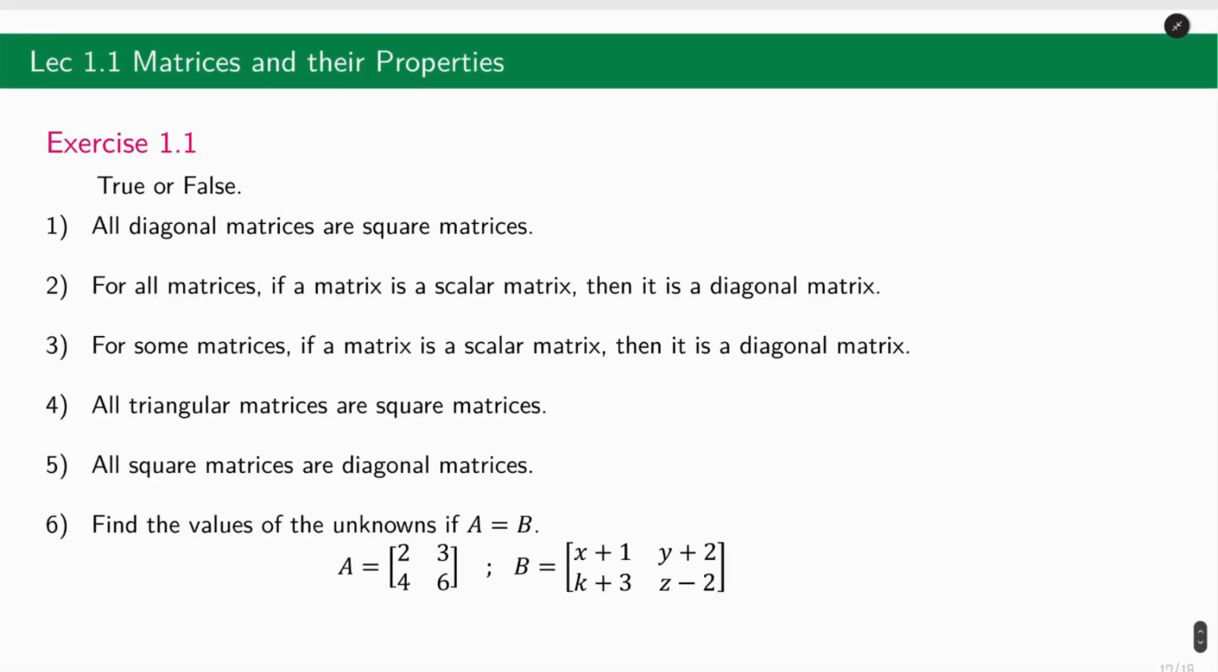We have now reached the end of this discussion. You are highly encouraged to answer the following exercise.